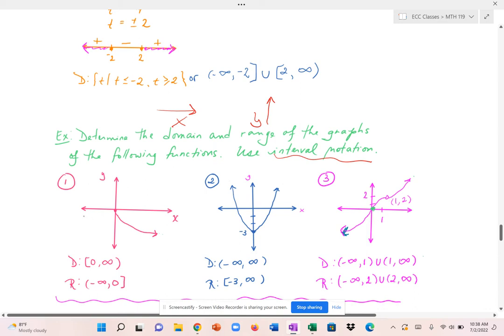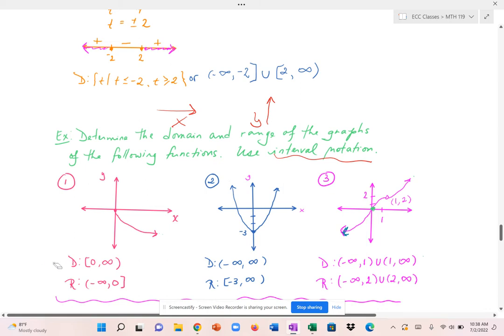So in this one, if I'm reading my x-axis from left to right, the first value of x that I encounter is at 0. And then all these values here would be values greater than 0. So my domain is from 0 to infinity, including 0, because I have a solid point on the origin.